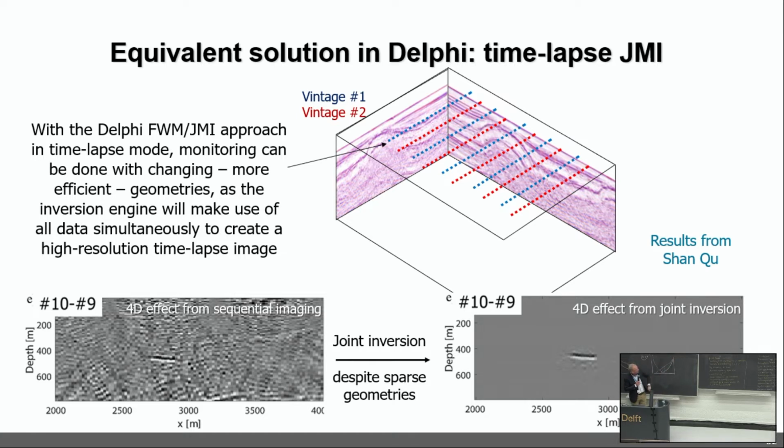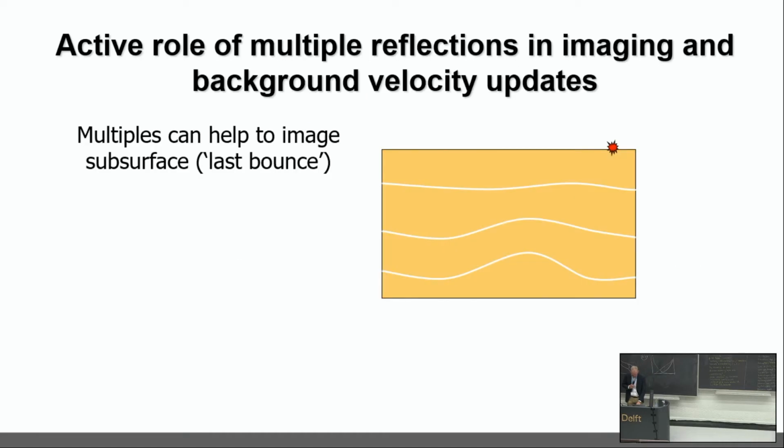And then on the right-hand side, you see when you combine all that information in one big inversion process. So with little information, you can still get a high-resolution result. And that's actually also driving our research. Can we do more with less data? And I think for applications like CO2 injection or hydrogen injection or storage, this is crucial. Keep it cheap and manageable and still get the information.